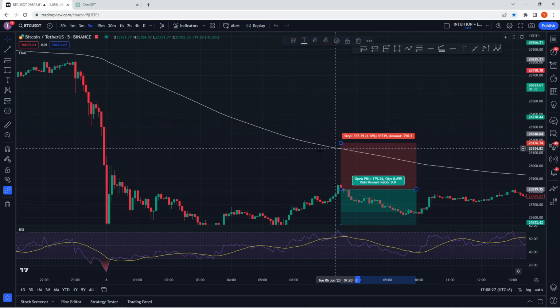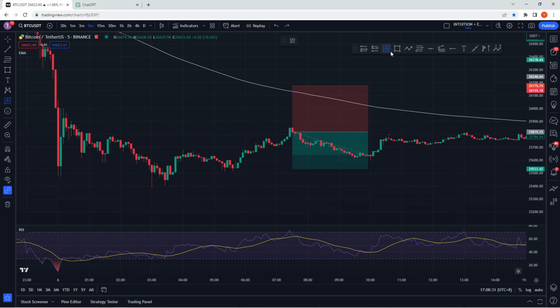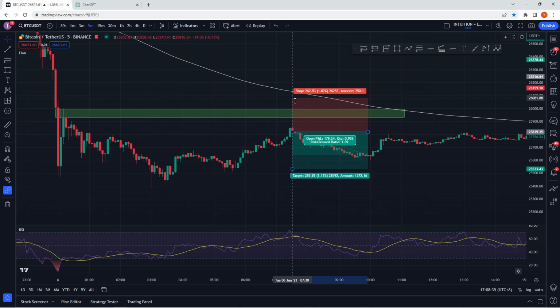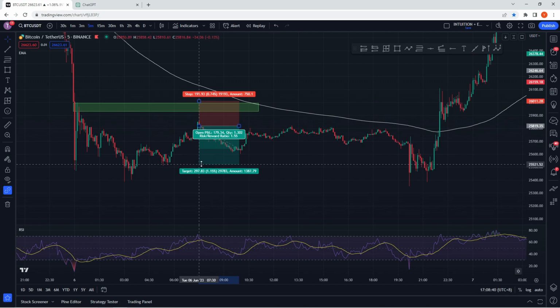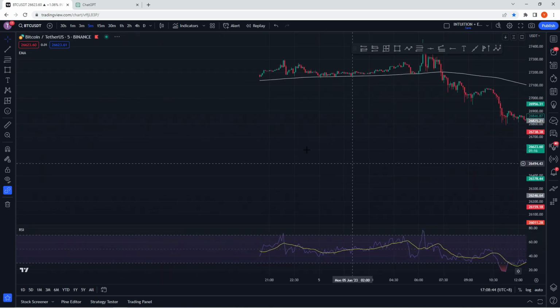Stop loss, you can put it at the EMA itself, but I'm going to just put it slightly above the resistance zone. You can see this is a resistance zone right here, so you can put it right above, and a 1.5:1. So that'll be a winning trade. Let's look for another trade.